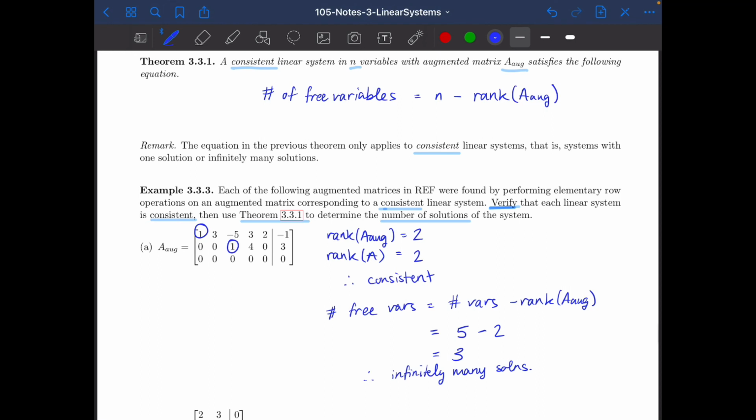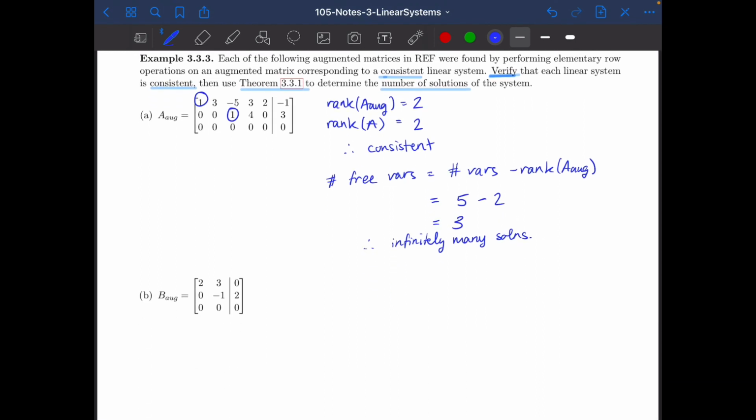Moving on to part B. Again, we need to start by verifying that the corresponding linear system is consistent. So the rank of the augmented matrix: there are 2 leading entries, so the rank is 2. The rank of the coefficient matrix is also 2, and so therefore the linear system is consistent, and we can move forward and apply the theorem and use the equation in the theorem.